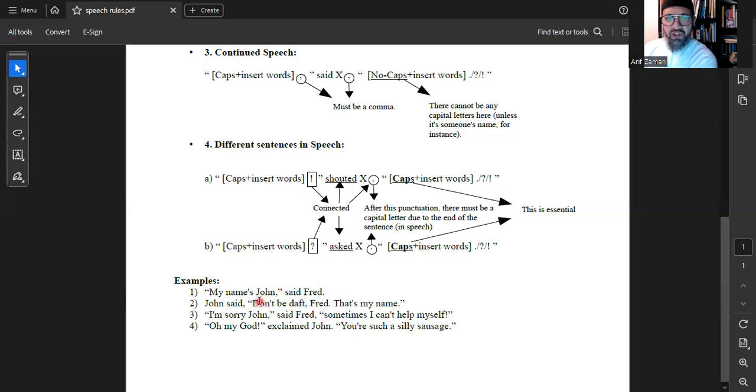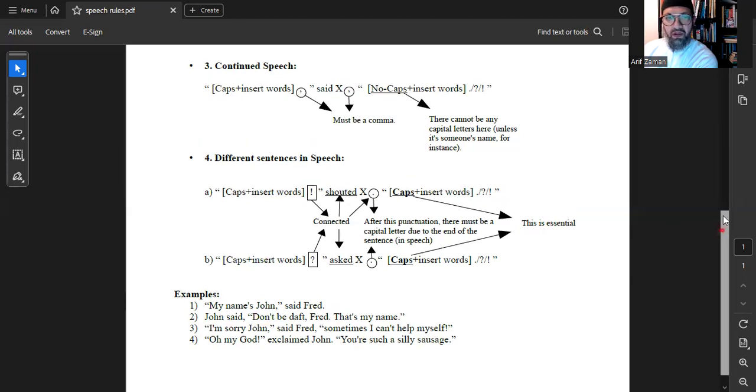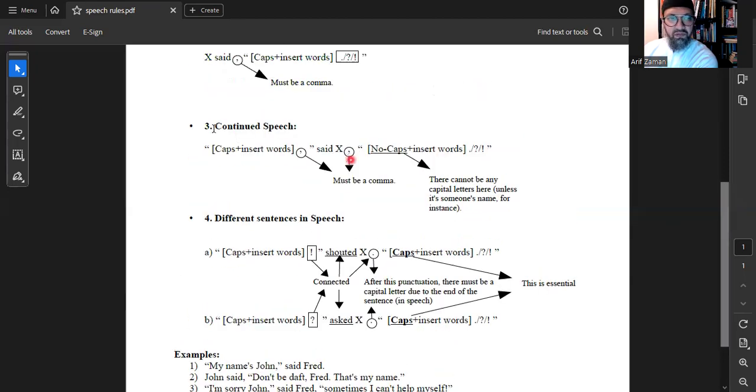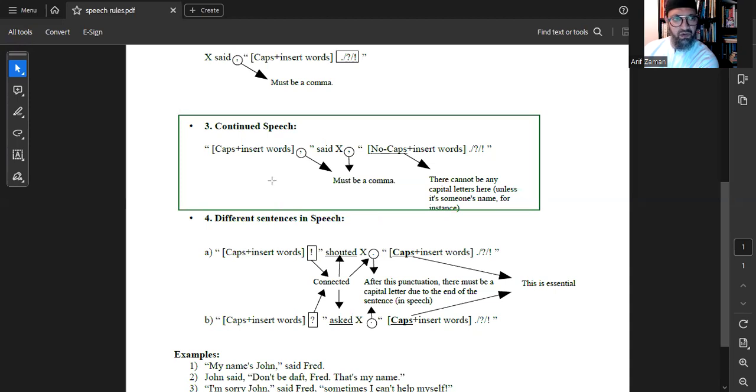Let's have a look at continued speech. So continued speech, which is number 3, is this part here. Let me box it so it doesn't look too confusing. And we'll do it in green. So it's this part here. That's what we're looking at.